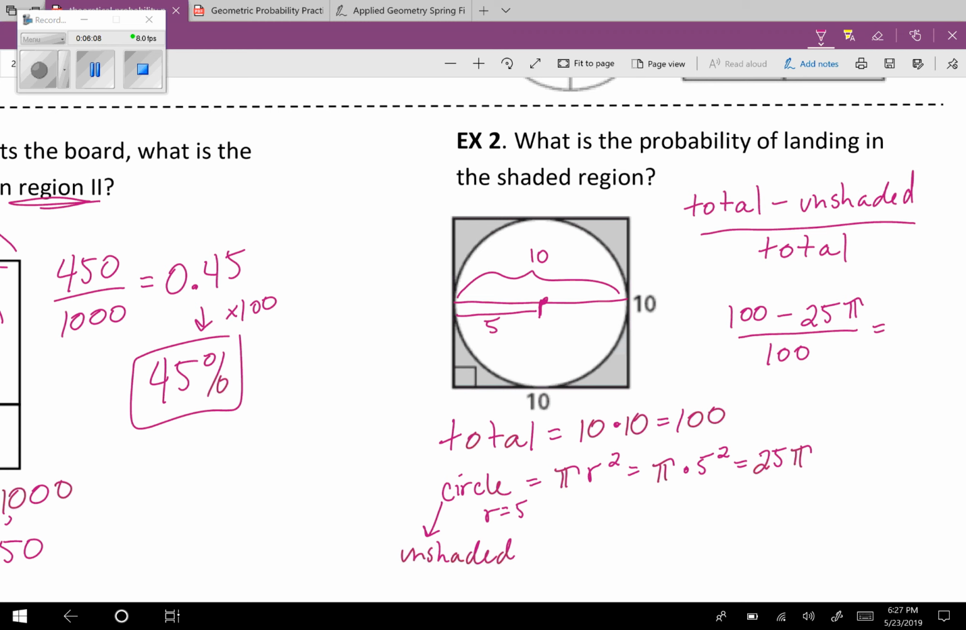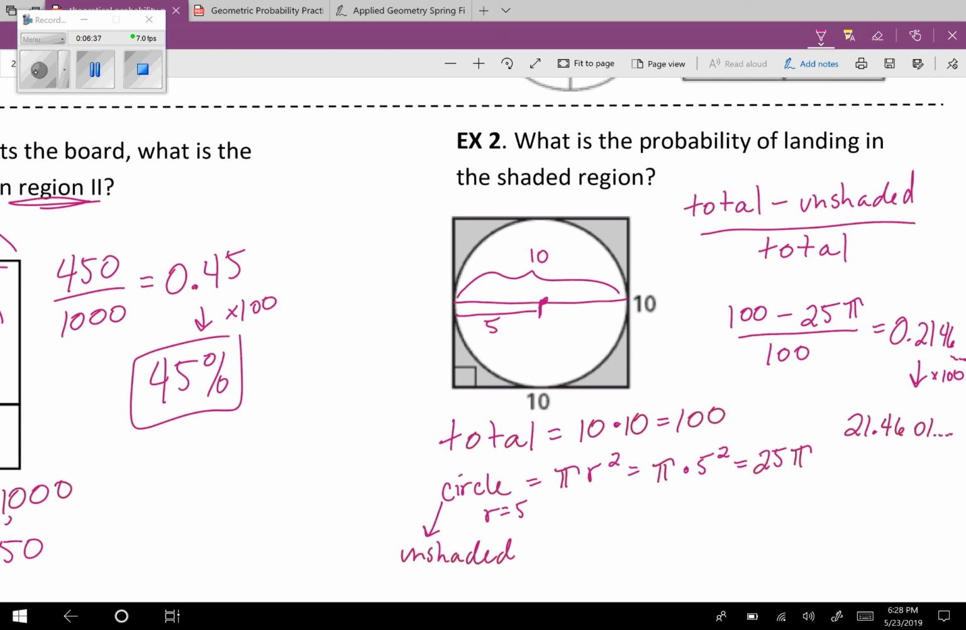Okay, and when you do that, you're going to get your decimal 0.2146 and all of that, right? Because it goes on and on. And remember, to convert that to a percent, you just multiply by 100. So times 100. And so you'll get 21.4601, on and on and on.